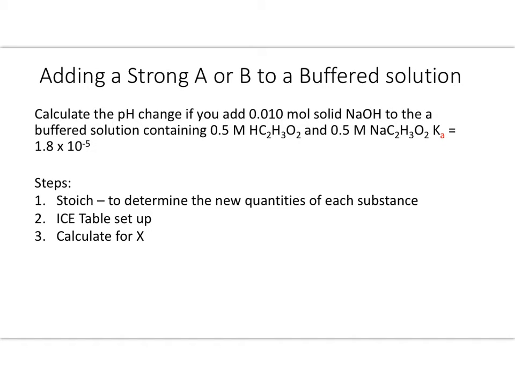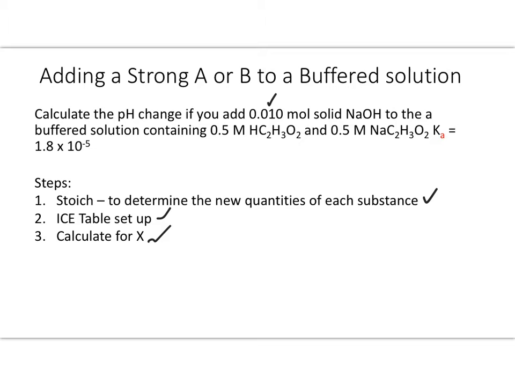Okay, so now let's talk about adding a strong acid or base to a buffered solution. We're going to use the same solution that we used in the last example, but in this situation we're going to add 0.010 moles of solid sodium hydroxide to this solution, and we're going to see how that sodium hydroxide affects said solution. There's a couple of steps that we have to do in order to calculate problems like that. First of all, we have to do the stoichiometry to determine the new quantities of each substance. We need to do an ICE table setup and basic process to solve for X.